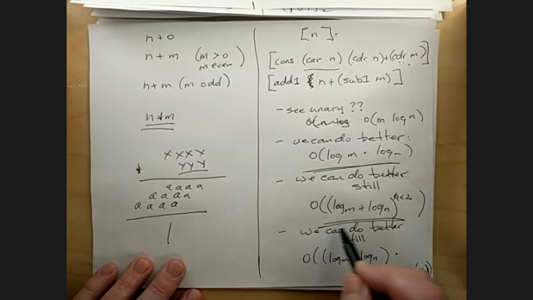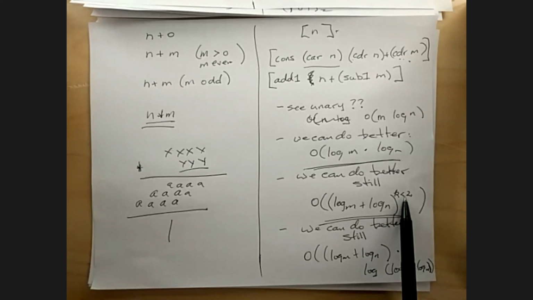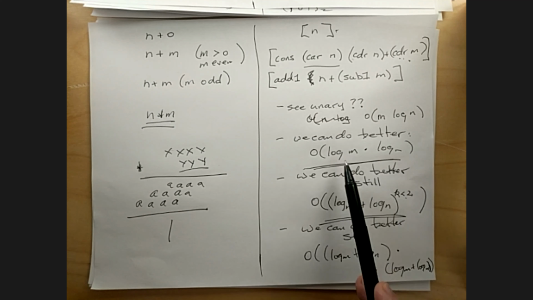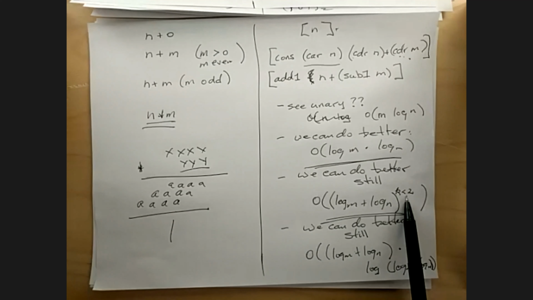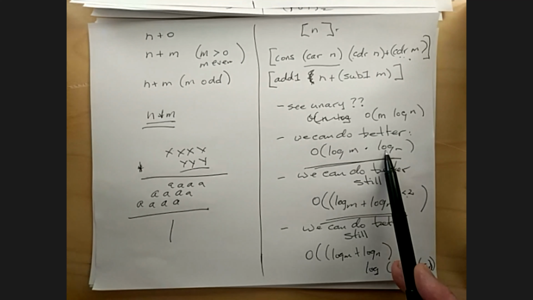A long time ago, a guy named Karatsuba figured out that you could do multiplication in (log m plus log n) to the k, where k is less than 2. See, if you had (log m plus log n) squared, that would be no better than that. But (log m plus log n) to the k, where k is less than 2, does give you an advantage over this.